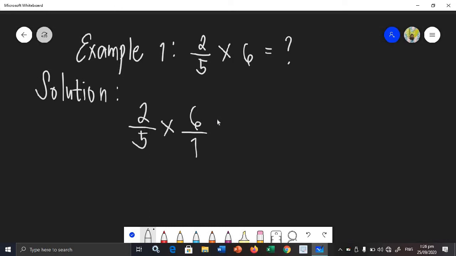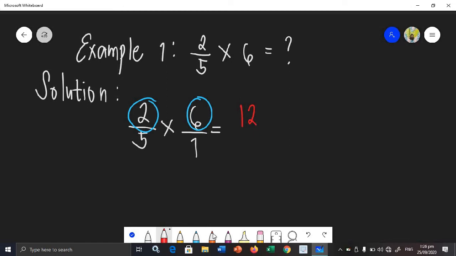So, here, wala naman tayong pwedeng i-cancel, di ba? Wala namang merong common factor na numerator and denominator. Therefore, we can move on to multiplying the numerators and denominators straight up. Okay? So, 2 times 6. So, 2 times 6, that will be 12.